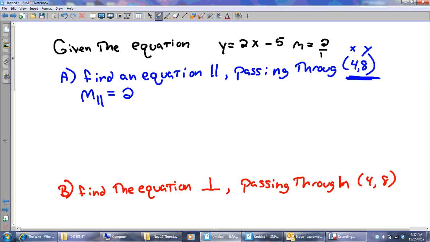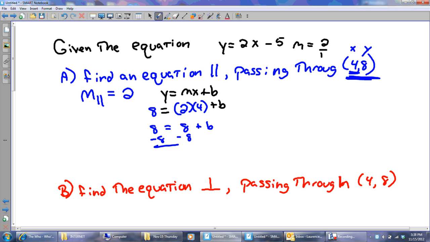Now, if I work from this equation, y equals mx plus b, you should remember doing this. I'm going to plug my slope in for m. My x-coordinate is going to be 4 from here. My y-coordinate is going to be 8. And I am going to solve for b. This should look really familiar. So when I do that, I'm going to get 8 equals 2 times 4, which is 8, plus b. When I get b alone, I'm going to find out that b equals 0.